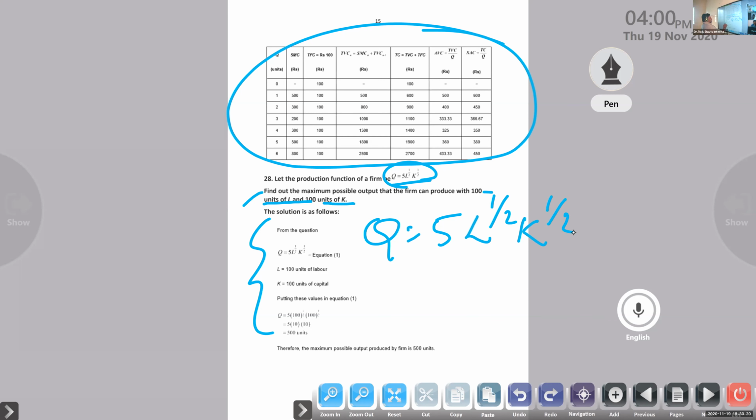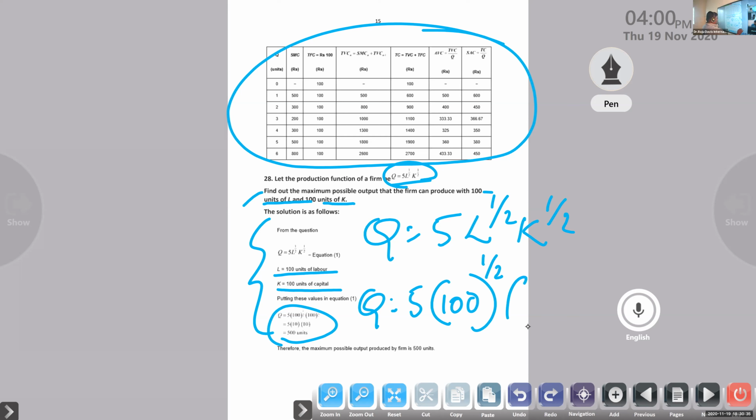So you can see the calculation. K is 100, L also is 100. So Q = 5 × 100^(1/2) × 100^(1/2). The answer is 5 × 10 × 10 = 500 units. If this kind of question comes, just observe this application properly. How to solve that? Check here properly.